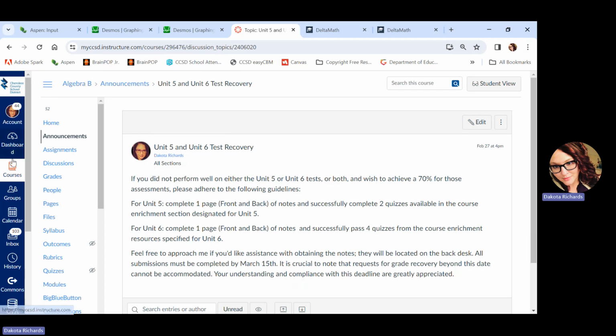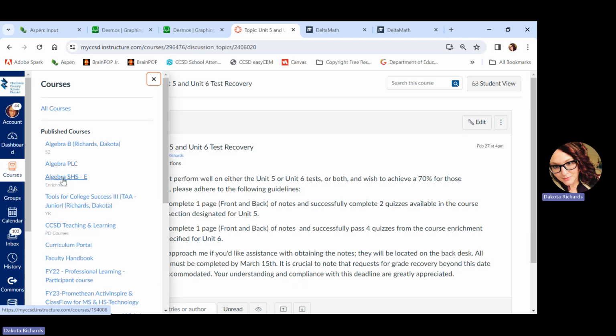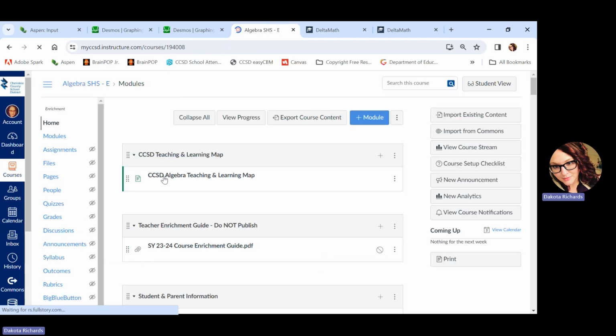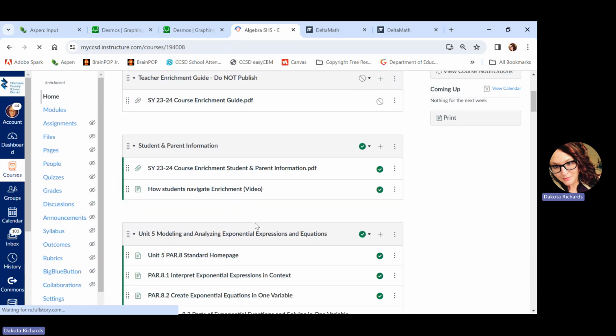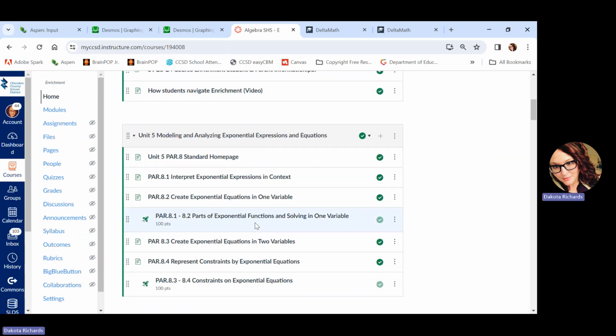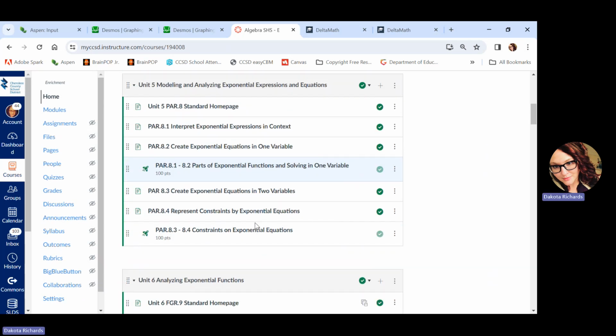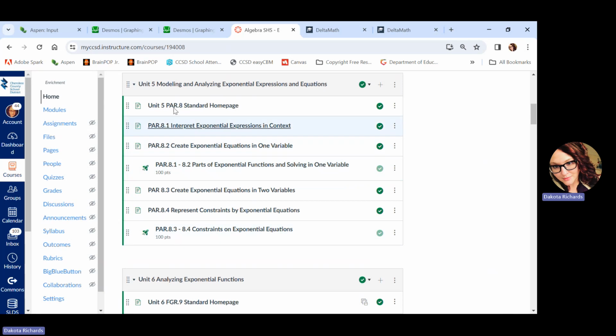If you go to your courses in Canvas and you go to SHS-E, and let me know if that doesn't show up for you, it should. But if you go to this course in Canvas, here are all of the things for Unit 5. So you would read through the notes, take this quiz, read through these notes, take this quiz, and then there's also like a page of notes that you fill out that goes along with that.